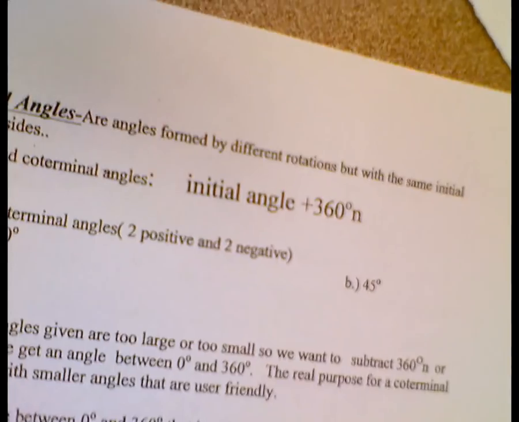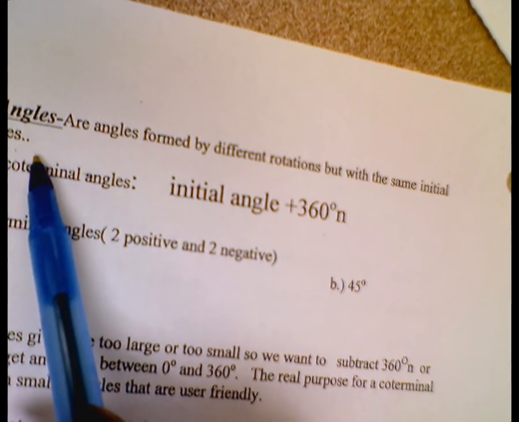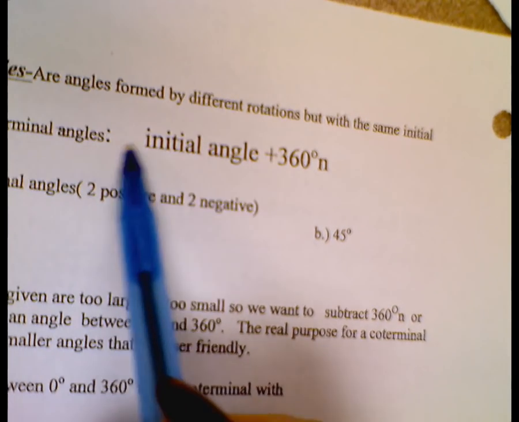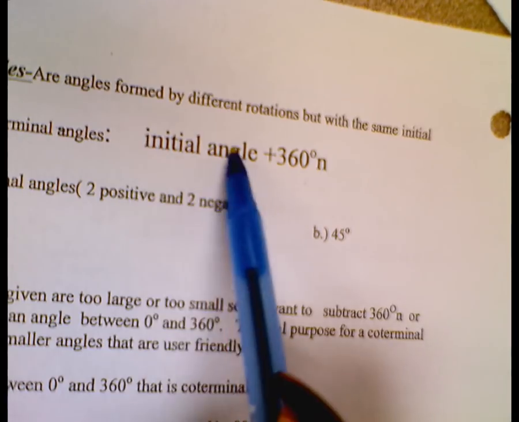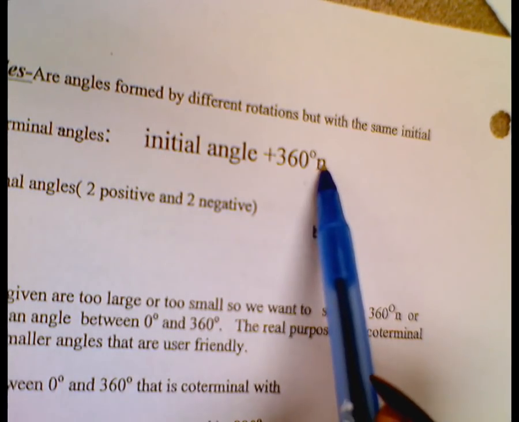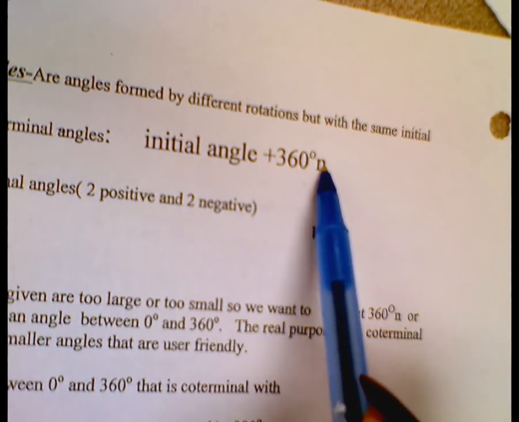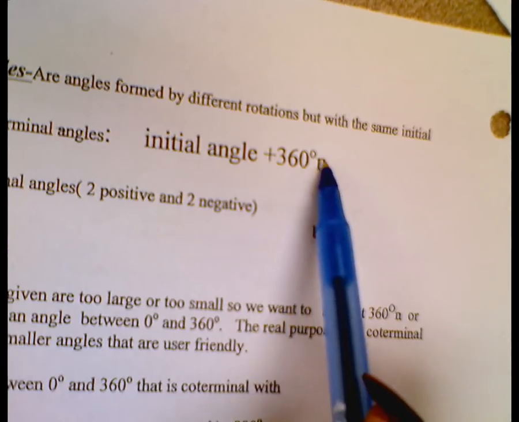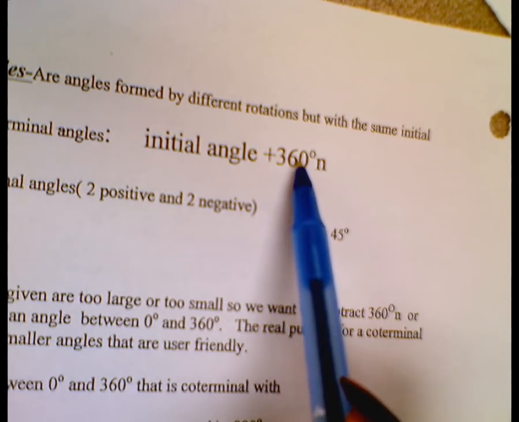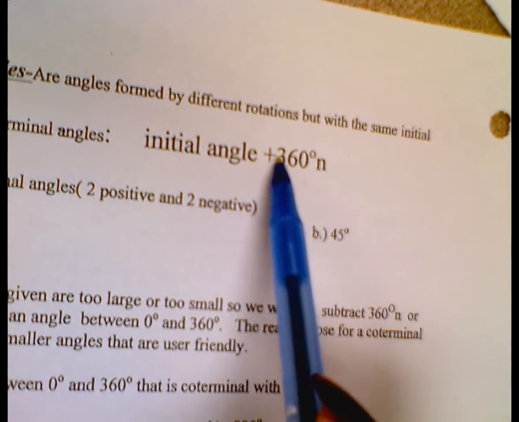What is a coterminal angle? They are angles formed by different rotations but with the same initial and terminal sides. The formula to find coterminal angles is take your initial angle that they give you and just add 360 to it. If you want more than one, add 360 twice, 3 times, or 4 times. Or you could add 360 times -1, so that would be like subtracting 360, subtracting 720. So if n is negative, you're actually subtracting.